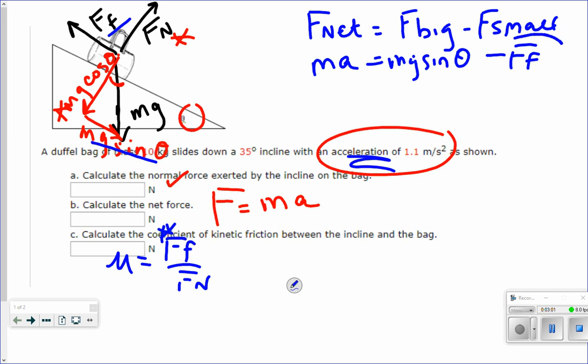Your goal is to use this relationship to find the friction force. At this point, it's algebra. So we should be able to do that pretty easily, I hope, after that. So hopefully that gives you an idea about that question.